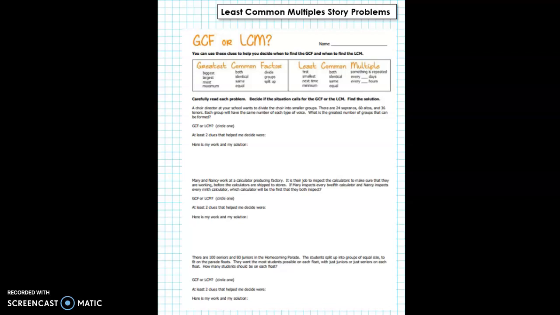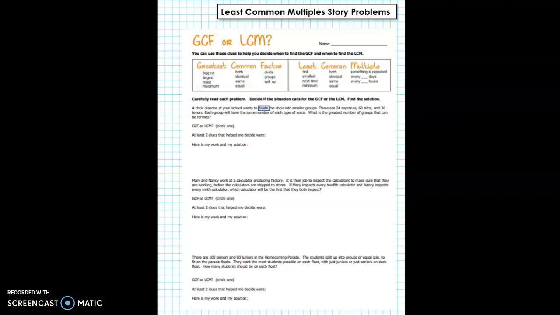Today we will look at greatest common factors and least common multiples in story problems and use keywords to decide whether we are using the GCF or the LCM. Some key clue words that you can use are listed in the boxes.